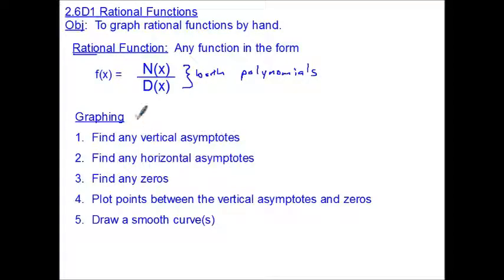To graph these by hand, we're going to have to find any vertical asymptotes, and we'll talk about how to do that. Horizontals, again, we'll talk about that. We're going to find zeros. We've done stuff like that before. We're going to plot points between the vertical asymptotes and the zeros, because that'll help us with the shape of the graph. And then once we've got all those points plotted and all those asymptotes drawn in, we can draw a smooth curve or curves to get the graph. Some of these are going to be broken into bits and pieces, so it's going to get a little interesting. Well, let's get started.